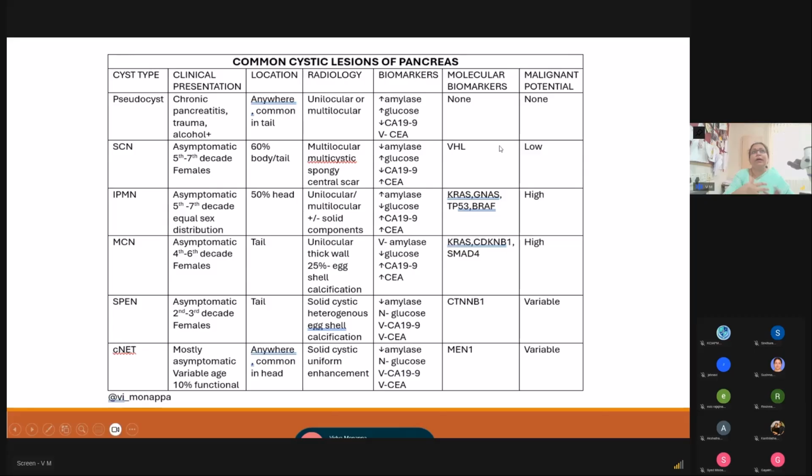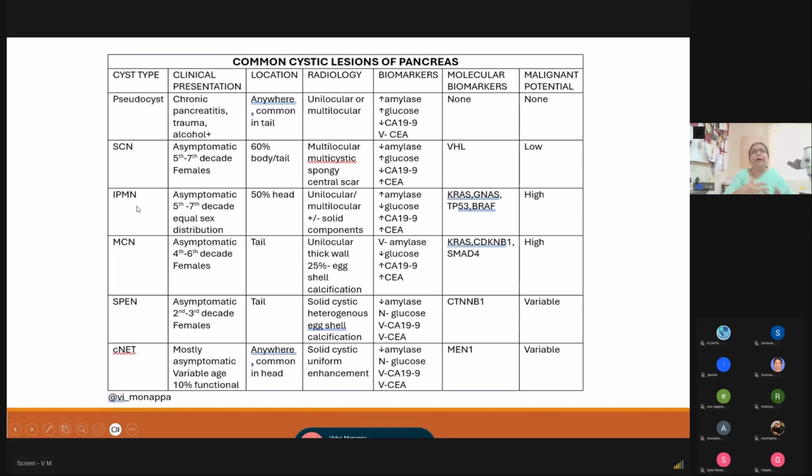What is the molecular biomarker? It could be associated with VHL, like was seen in our case, but we don't know. We have not done molecular testing for the VHL gene, but we did get an inhibin positivity. Risk of malignancy is low. Very rarely you can get serous carcinomas arising from it.